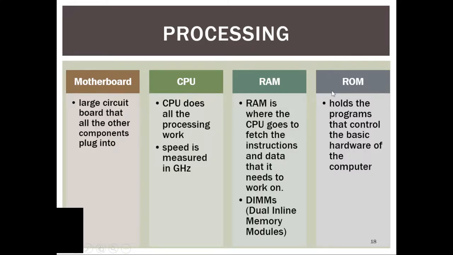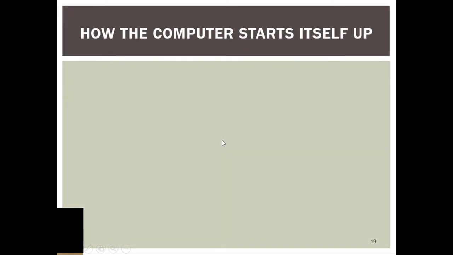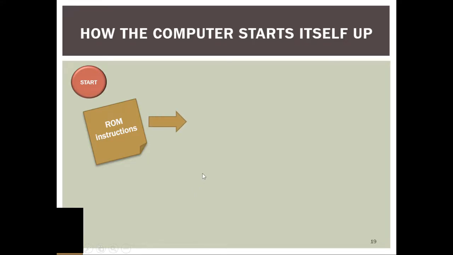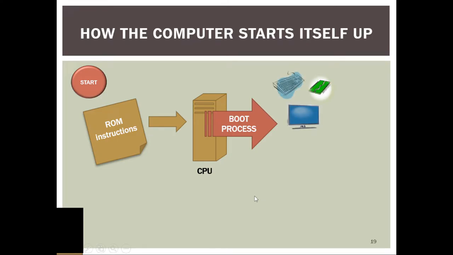And our ROM holds instructions when it comes to the basic hardware of the computer. When the computer switches on, it's got all those instructions in there. Now, this is important to know because they'll ask you to describe the booting process. So when a computer starts itself up, you click on the start button and your ROM instructions then begin to load. It checks with the CPU and then the boot process begins.